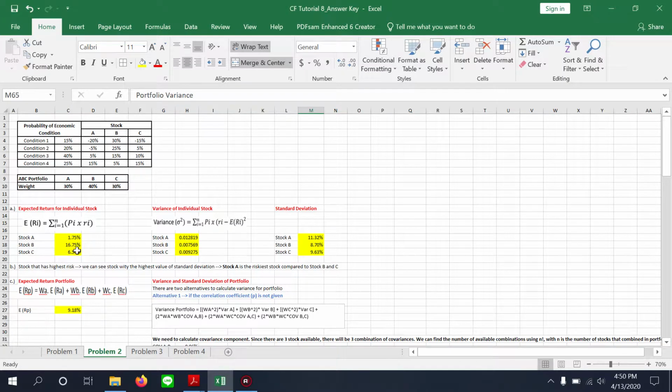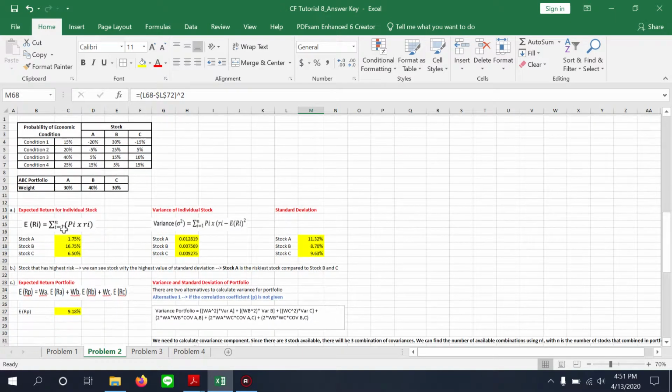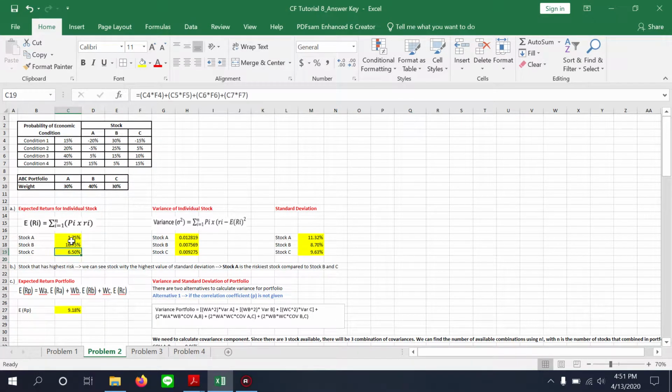Basically, for the expected return of stocks, it stays the same. It never changes. The formula is the probability times the return. So you know the expected return of each already: stock A, stock B, stock C. And then you do the same for the variance, and then you do the same for standard deviation. I expect that you can calculate it correctly if you already understand problem number one.